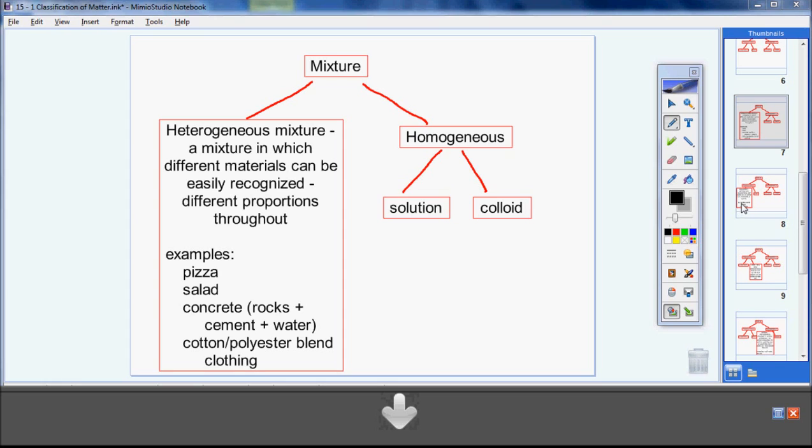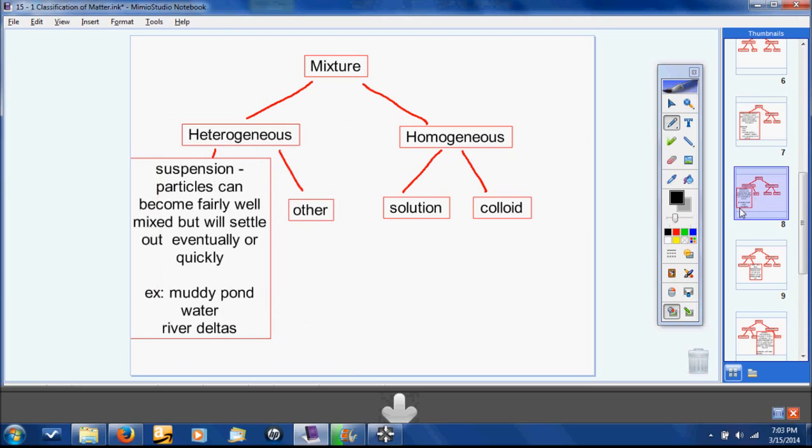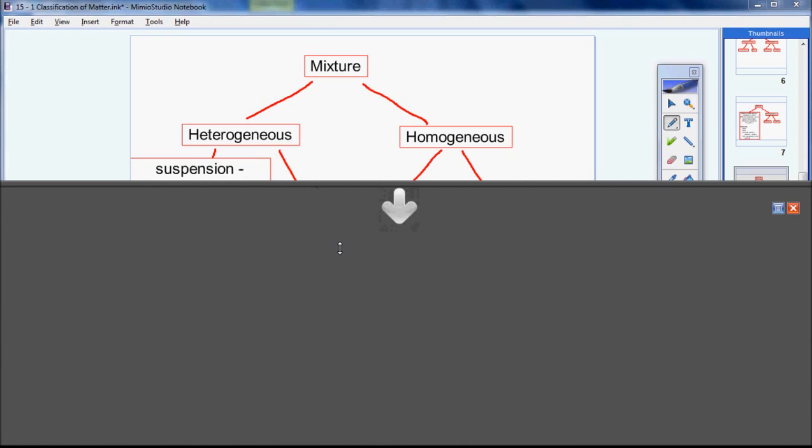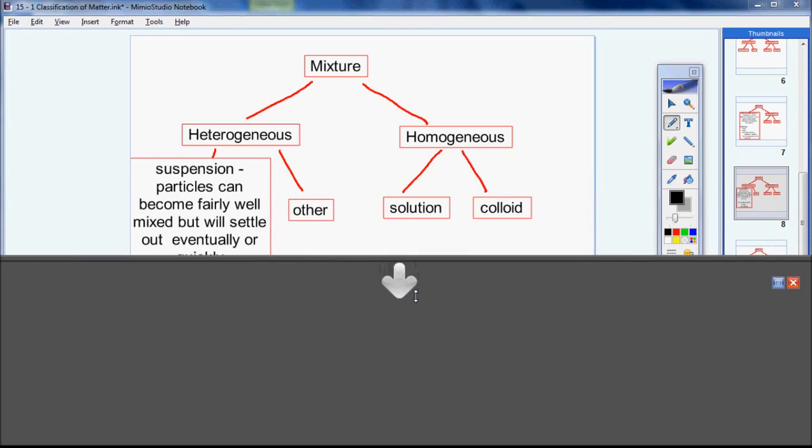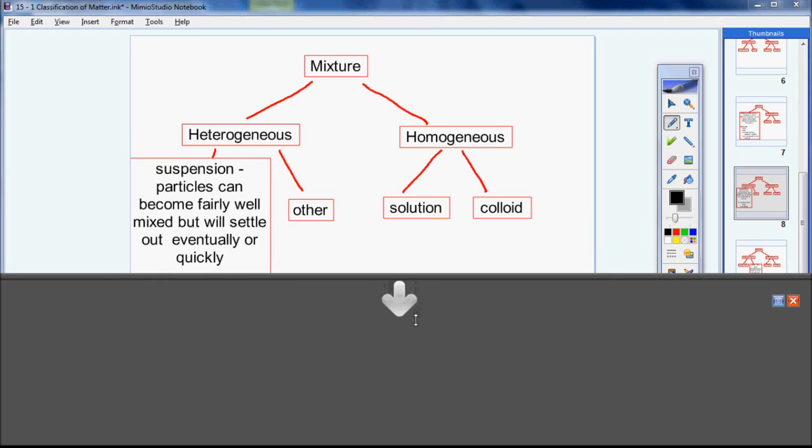Okay, moving right along. Under the heterogeneous category, we have something called a suspension. Okay, and a suspension doesn't mean somebody's out of school. A suspension is a certain type of mixture. It is when the particles are pretty well mixed, but they are going to settle out. So in other words, if you stuck a jar of whatever this mixture was out, eventually particles would begin to go to the bottom, and some of the particles would be at the top. Those heavier particles would settle or go down into the bottom.